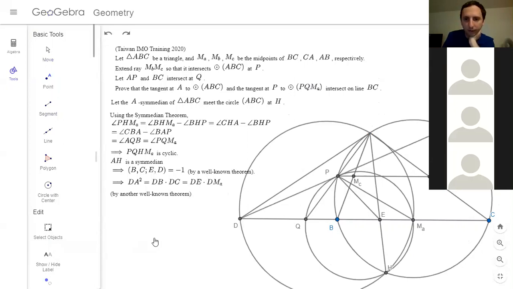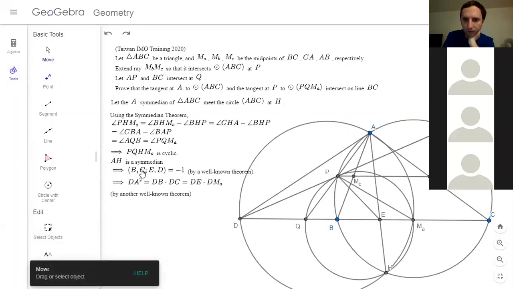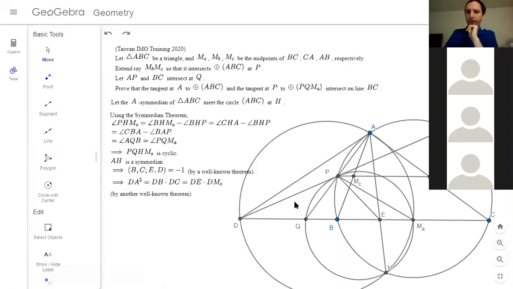Maybe I'll just still leave it there. I don't know, but there's a certain theorem. I think it's like, isn't DP tangent to the circle only if PMA over PQ squared is DMA over DQ or something like that? Okay. Well, so we want to show that PMA over PQ squared is DMA over DQ, I think.